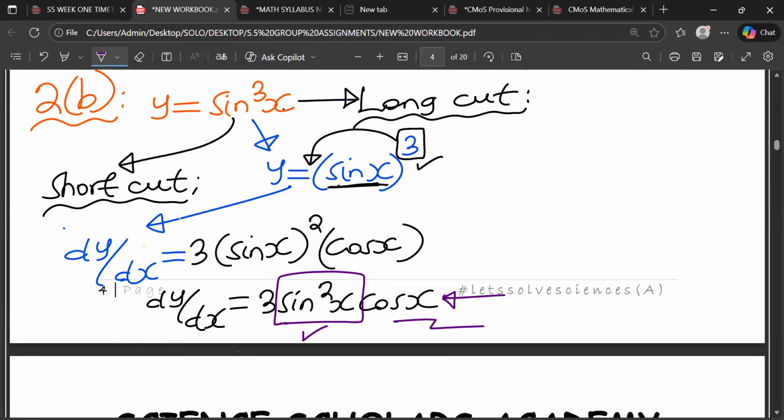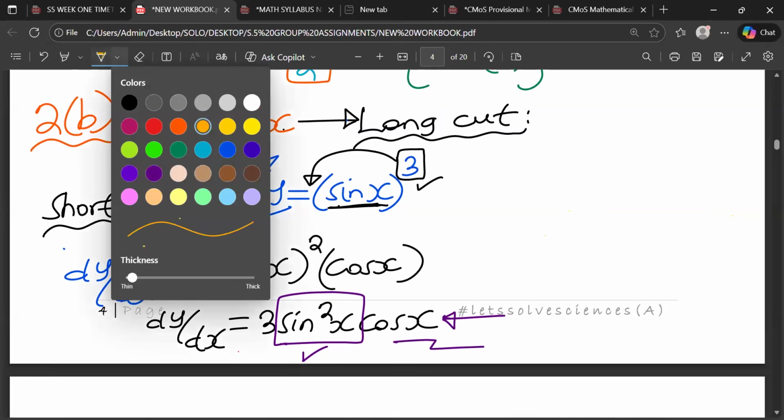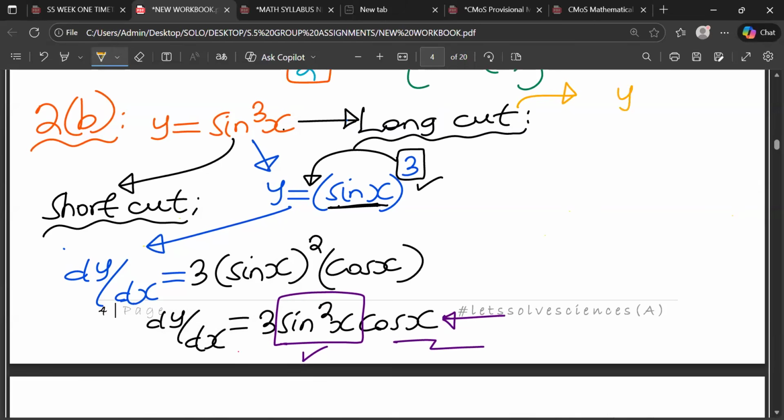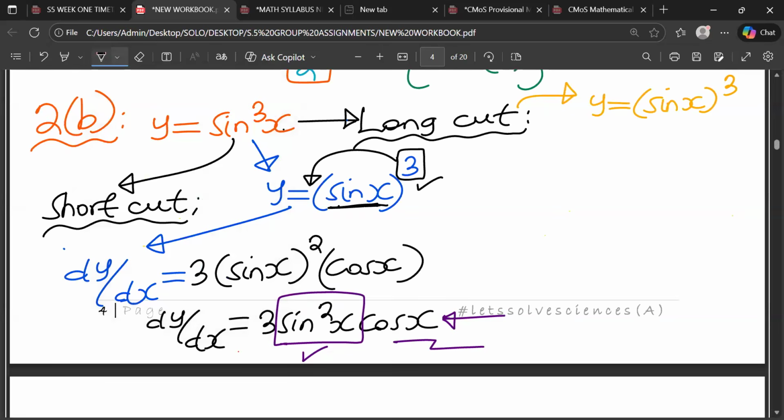Now someone may be like, what of the long cut? If you want to use the long cut, the power is 3, so it's easy. This sin x is the u. If you have issues with any of that, make sure you visit the recording of the chain rule.